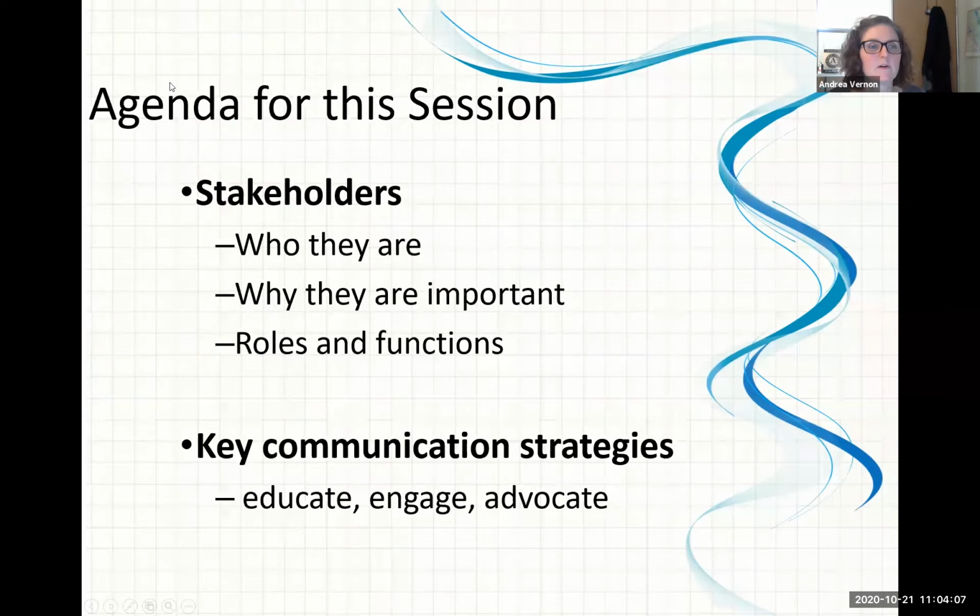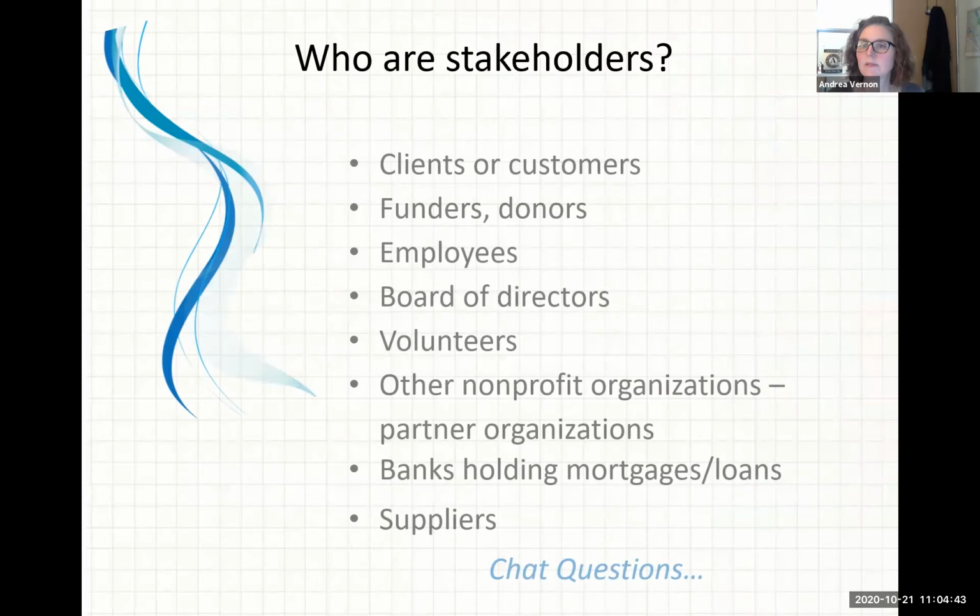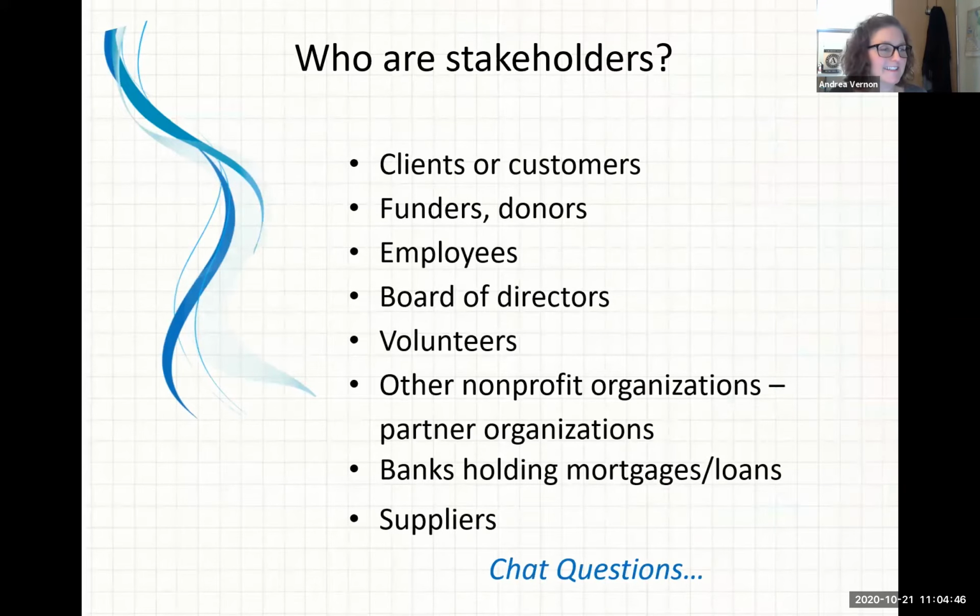All right, so the agenda for today is to talk about who our stakeholders are, why they're important for our organization, and what some of the roles and functions of stakeholders are in the work that we do. Then we'll shift into talking about some key communication strategies that we can use with our stakeholder groups to help educate them, engage them in our work, and turn them into champions and advocates for our work as well. That's the agenda for today's presentation.